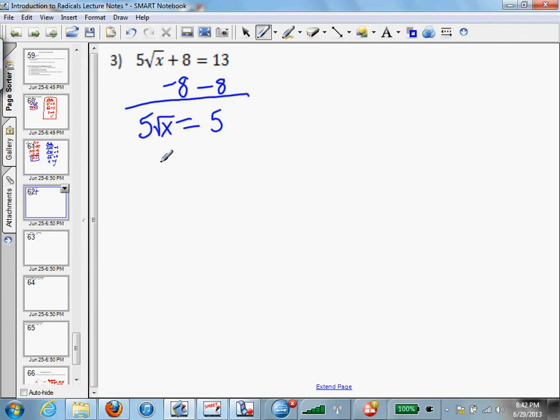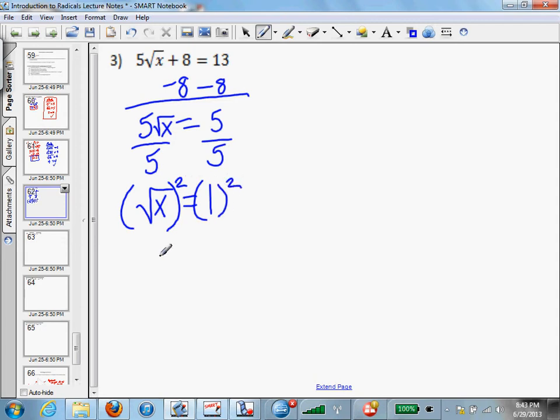Now to get the x farther away from everything else, we're going to divide everything by 5. So we're left with the square root of x equals 5 over 5, or just 1. Finally, we can use our property to get the square root away by squaring both sides of the equation. On the left side, we're left with x equals 1 squared, which is just 1.